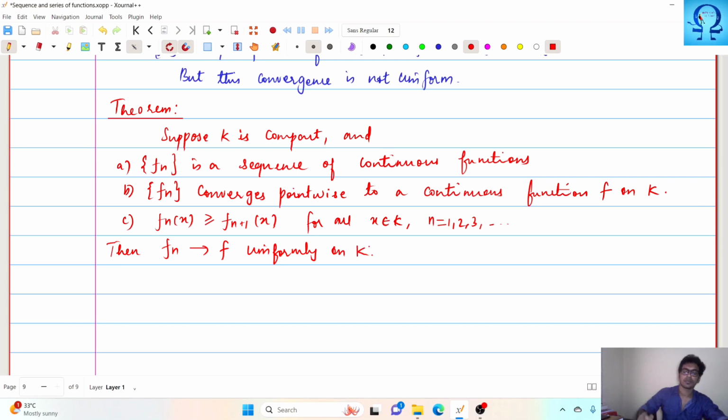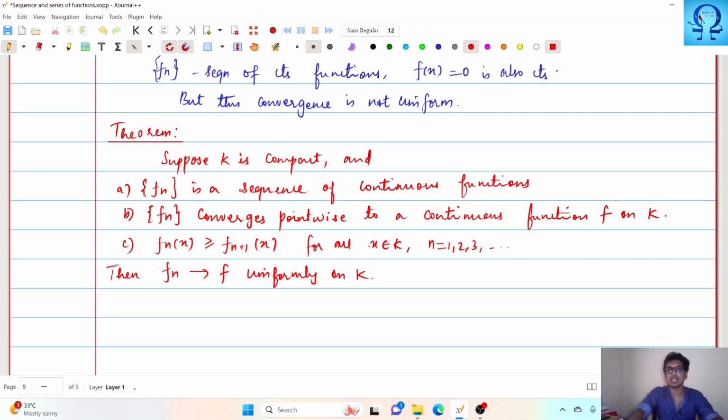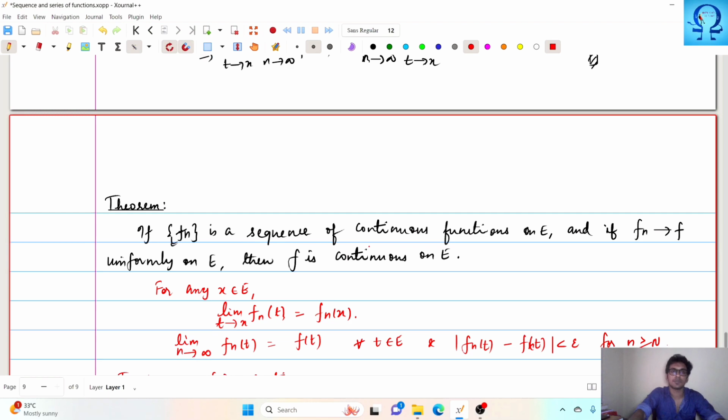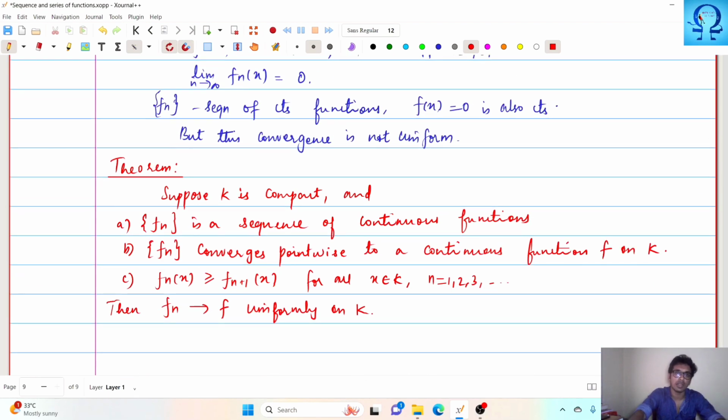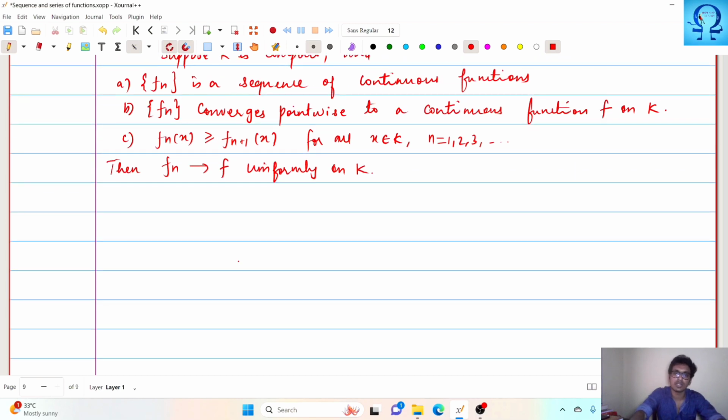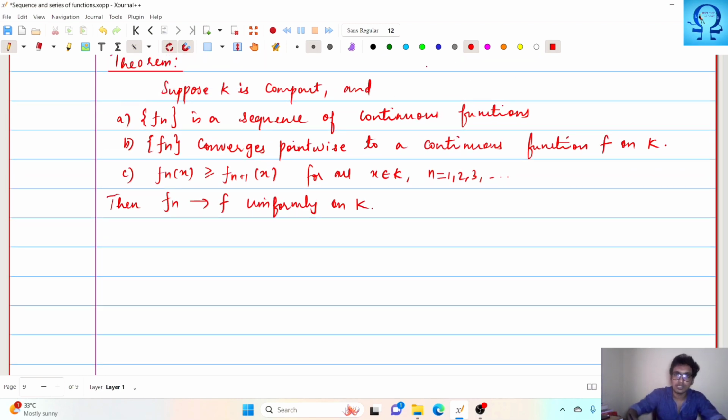on K. So this is just the converse part of the previous theorem, but it is not true for all the cases. It will be true only in a compact set where the sequence has to satisfy this monotonically decreasing property. That is, for every value of x in the set K, if it is monotonically decreasing, then the convergence will be uniform. So this is what we are about to prove in this theorem.